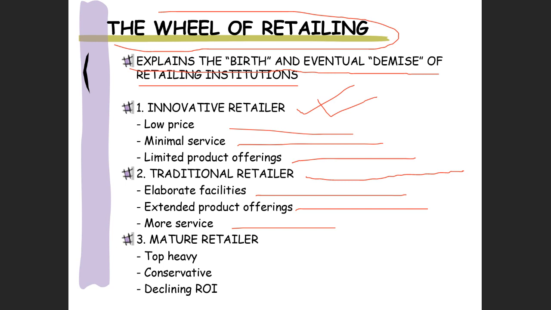Finally, you are happy with the profit that you're making, so you become top heavy, with too many in the management level. You become very conservative. You don't want to change a whole lot of stuff. Now you begin to see declining return on investment, and as a result, you might eventually go out of business, as it happened with Kmart, as it is happening as we speak with Sears, and with JCPenney.